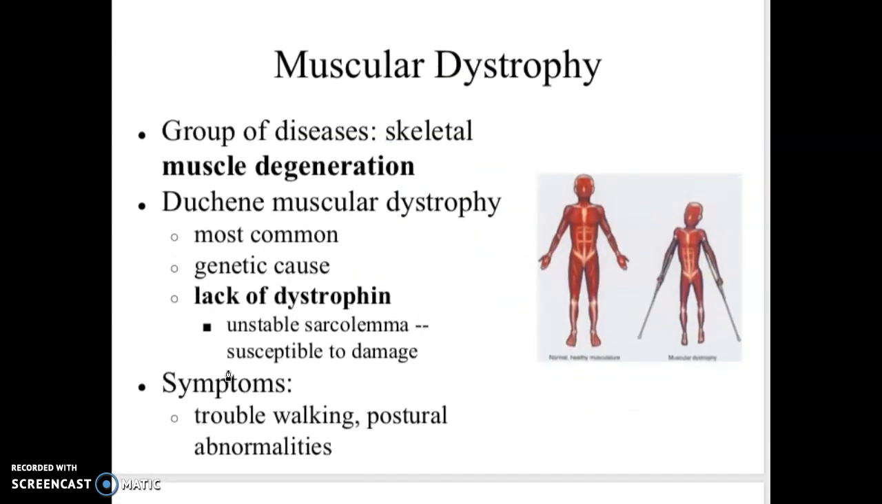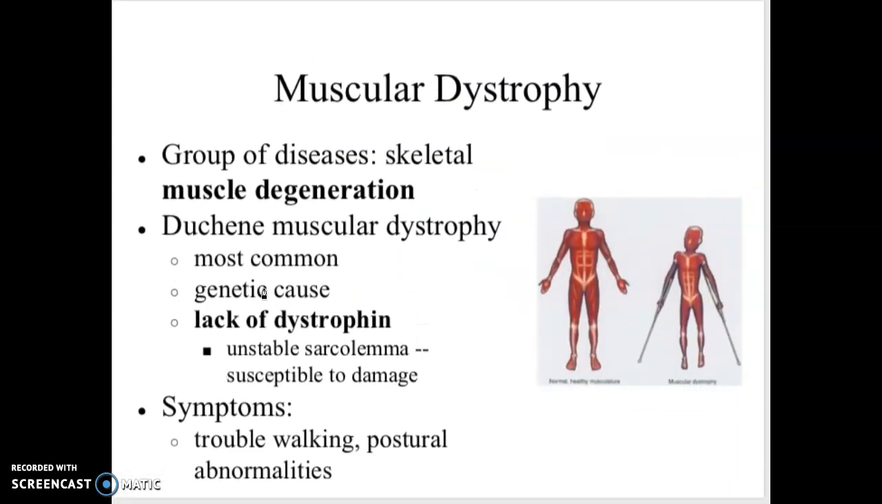So the first disease is called muscular dystrophy, and this is a group of diseases that all lead to skeletal muscle degeneration. The most common that you've probably heard of is called Duchenne's muscular dystrophy. This is genetic. It lacks a protein called dystrophin. That dystrophin is part of what stabilizes the plasma membrane called the sarcolemma. And without this, the sarcolemma is really susceptible to damage.